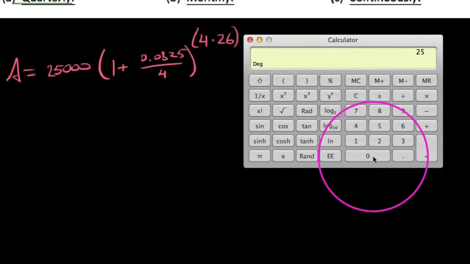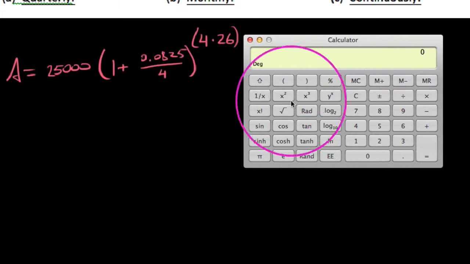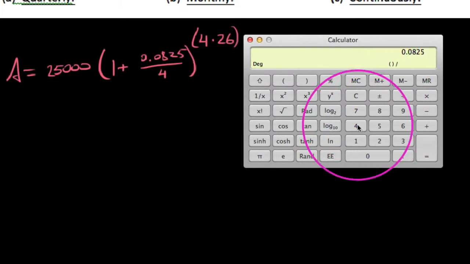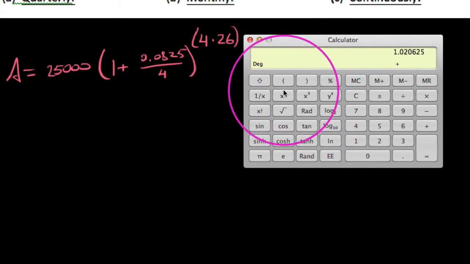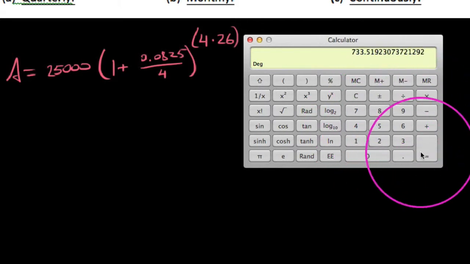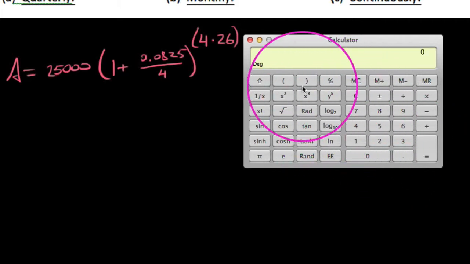We say 25, let's multiply the 25,000 last. Let's just do this first. In parentheses, order of operations here, we say 1 plus another set of parentheses, 0.0825 divided by 4, end parenthesis, to the power of 4 times 26. I wonder if it'll allow me to do this. Oh, shucks. We'll try this again. I apologize. We've got 1 plus another set of parentheses, 0.0825 divided by 4, end parenthesis. Okay, so that's what we have there. And this is to the power of, in parentheses, 4 times 26, end parentheses. Okay, so this is this middle part to the power of this. We'll take this now times 25,000.